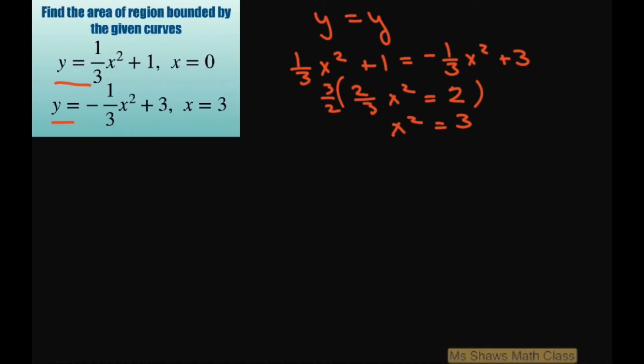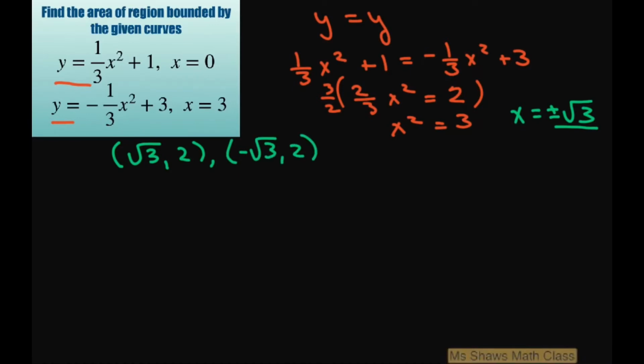So therefore your x is going to equal plus or minus square root of 3 when you square root both sides. If you substitute square root of 3 back into both equations, you're going to get the points of intersection are at square root of 3, comma 2, and negative square root of 3, comma 2.